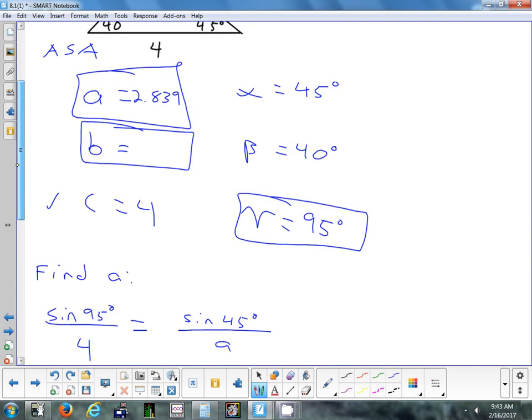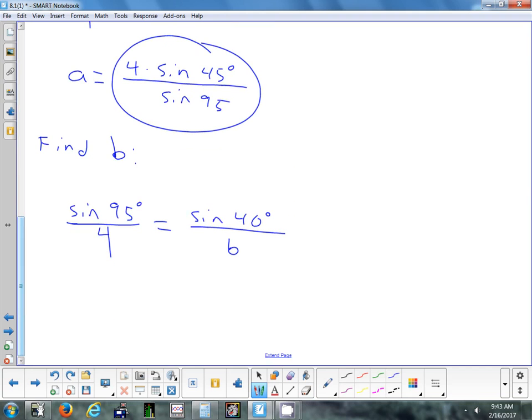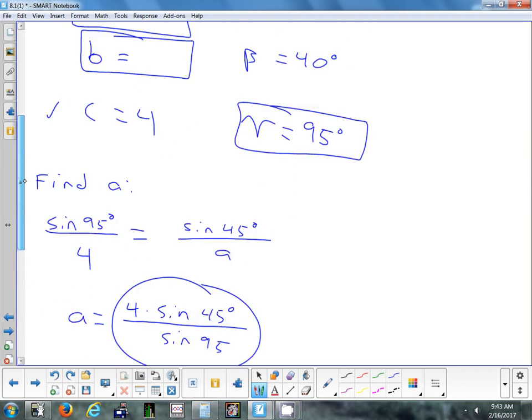And then sine beta, which is 40, right? Yep. Over C. B. We're finding B. Yep. Okay, cross multiply. Get B is 4 sine 40 divided by sine 95. Does anybody have their calculator and tell me what? 2.581. 2.581. Thank you.